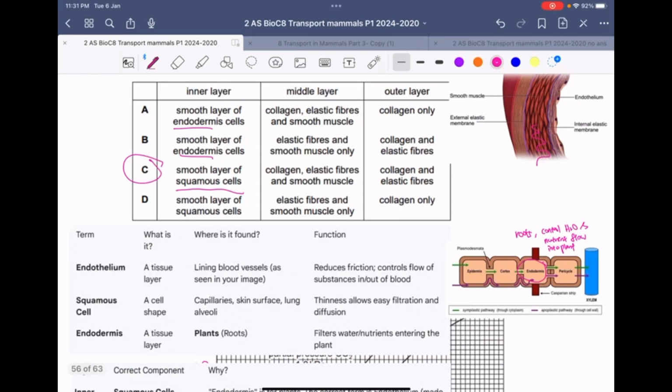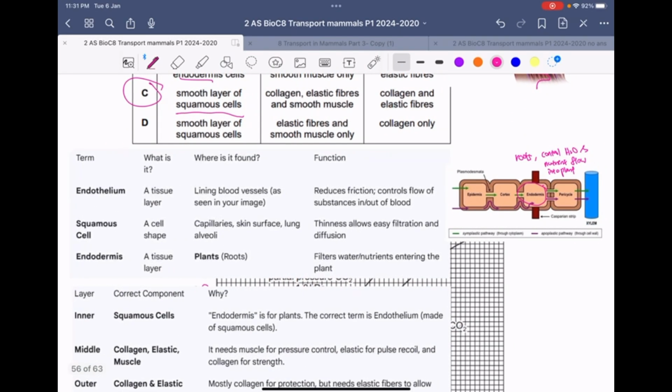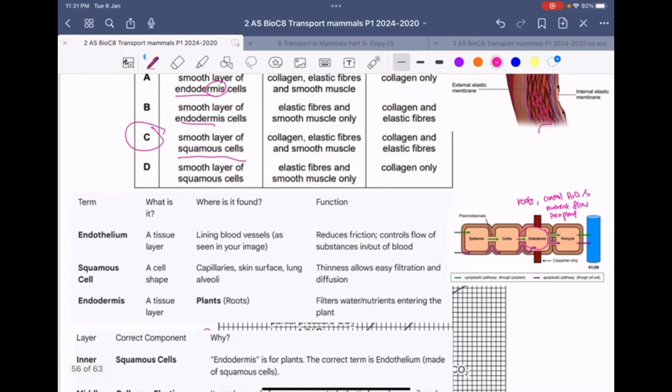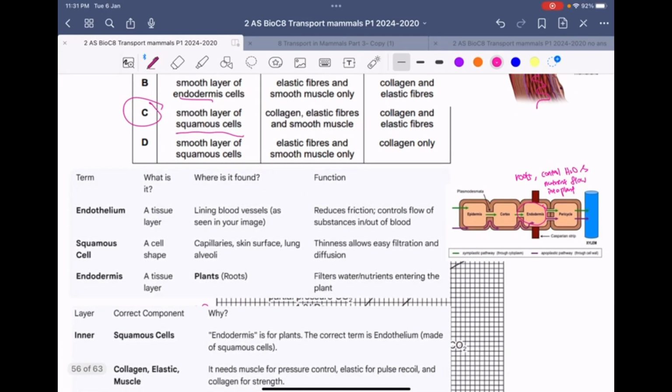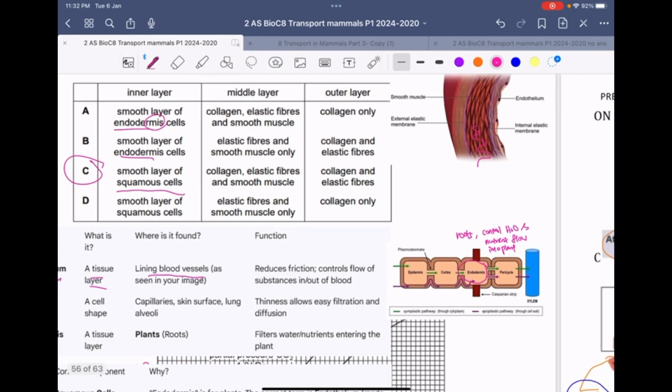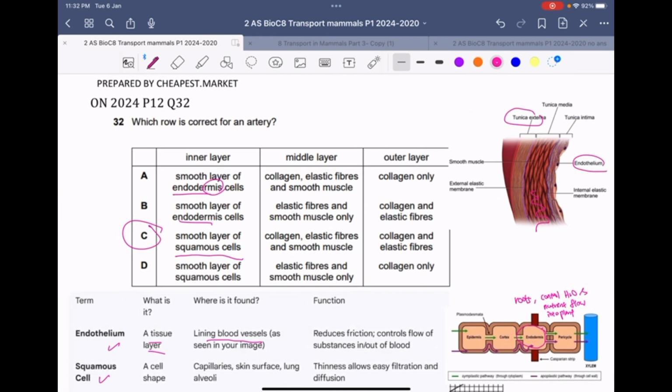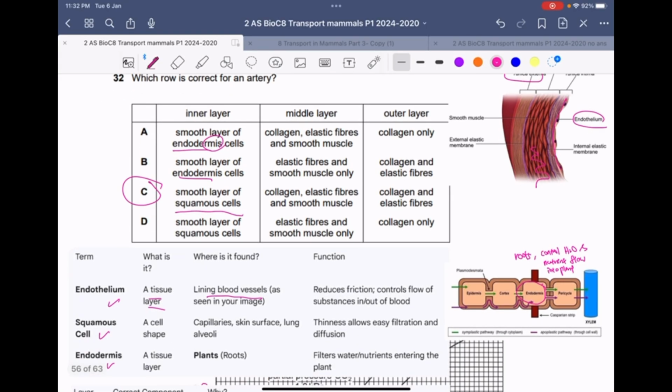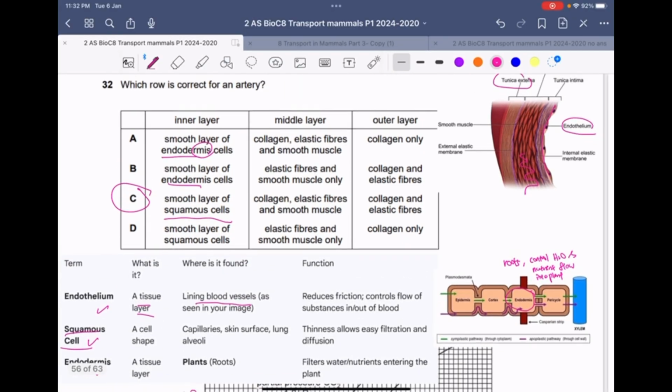So take note of the spelling error. And then another thing is, a lot of students confuse about the terms, okay? So what's endothelium, squamous cell, and endodermis, okay? So endothelium, right, refers to the tissue layer which lines the blood vessel. So just like you see in this image, right, this whole lining is endothelium. But this endothelium is made from the squamous cell. So this squamous cell I refer to this one, okay?